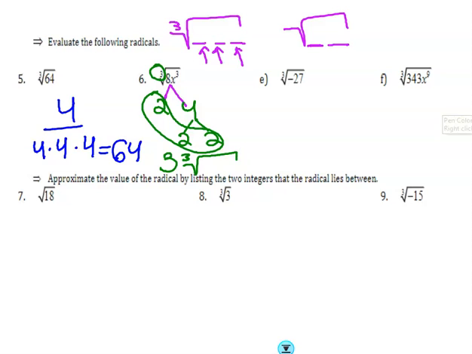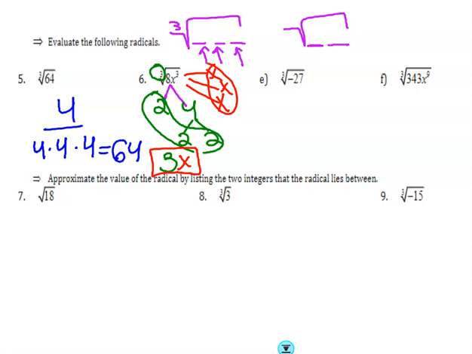All right, x to the 3rd means I have 3 x's. That's also a group of 3. So is that inside or outside the radical house? It is also outside the radical house. So then my final answer would be 3x. Okay? All right, let's try this next one.